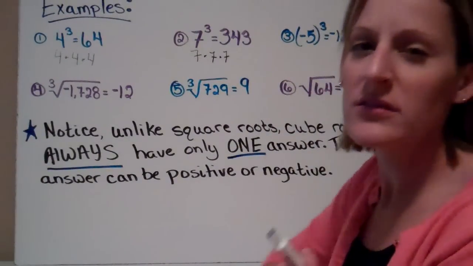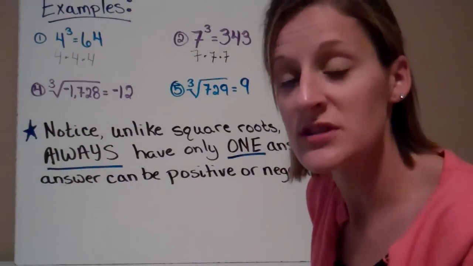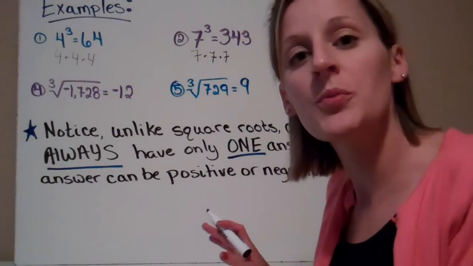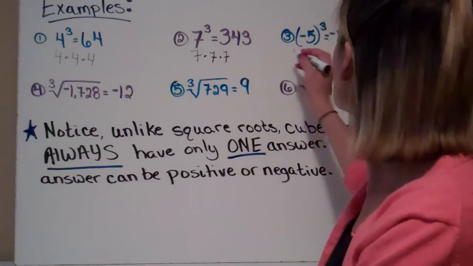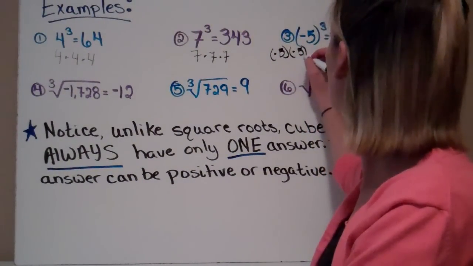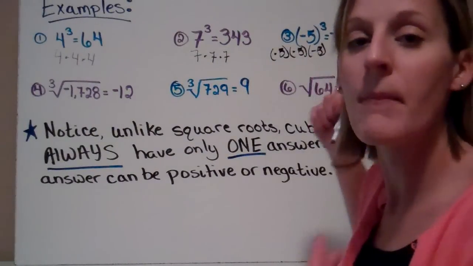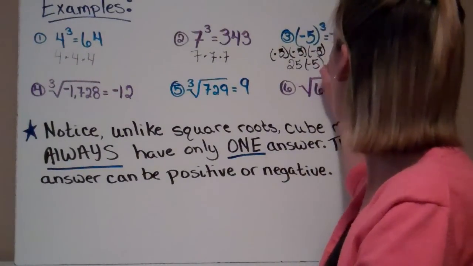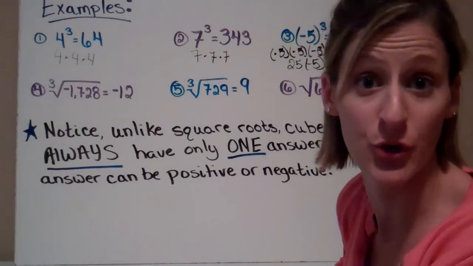With number 3, we've got a little bit trickier. It's a negative number. Now, if you notice with square roots, if we squared a negative number, it always came out positive. But with cube roots, it's a little different. You cube a negative number, and it's going to come out negative. So if we do negative 5 times negative 5 times negative 5, negative 5 times negative 5 is a positive 25. But then multiply it by your negative 5 again, and you get negative 125. And that would be your perfect cube.